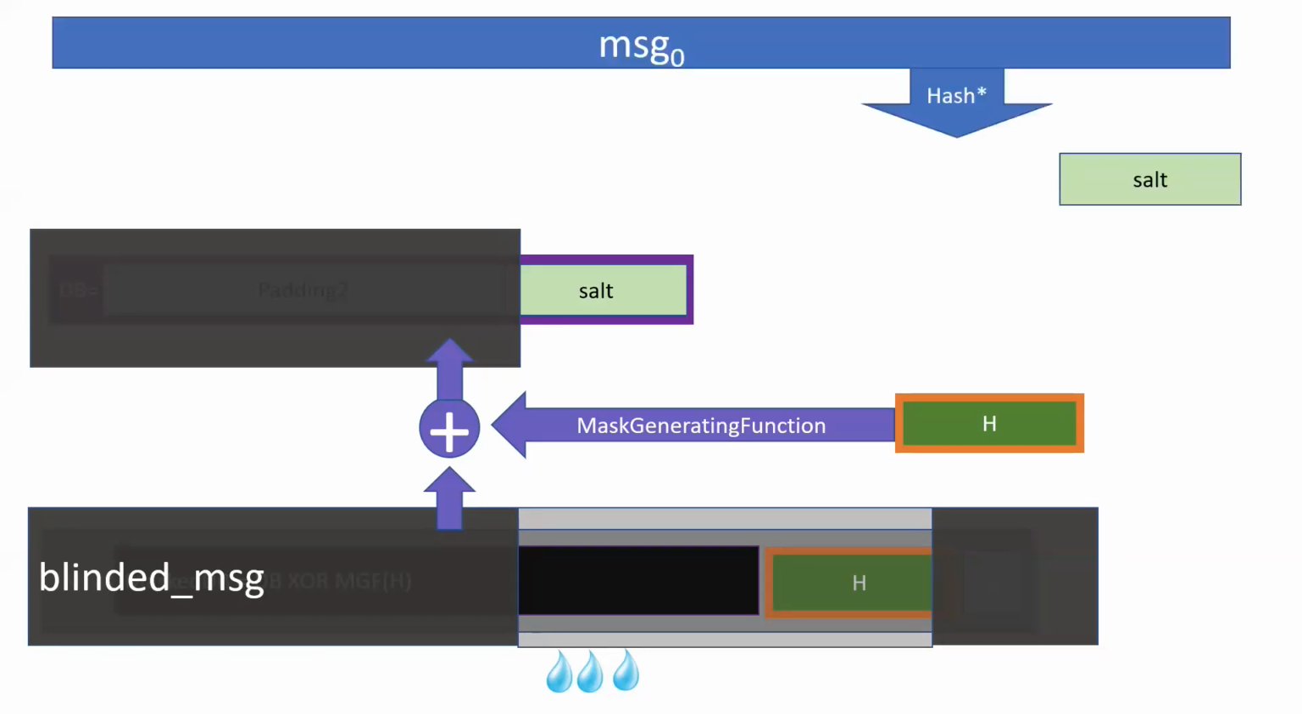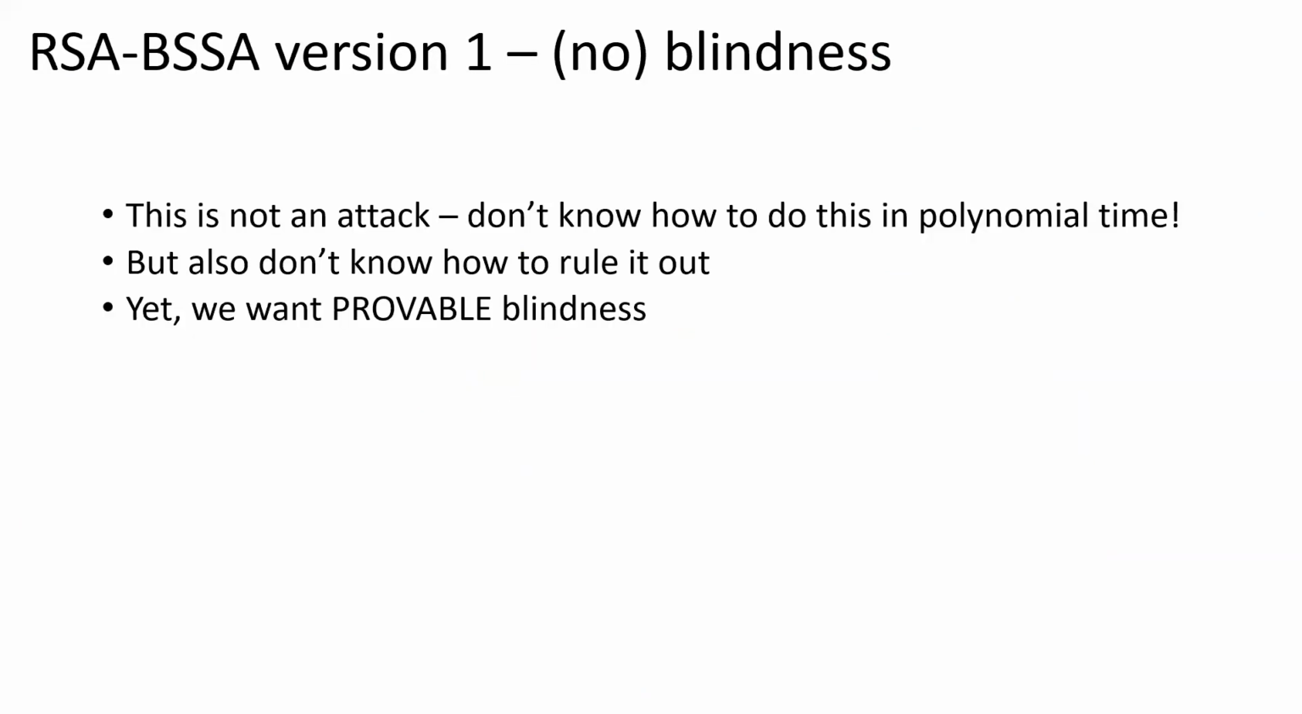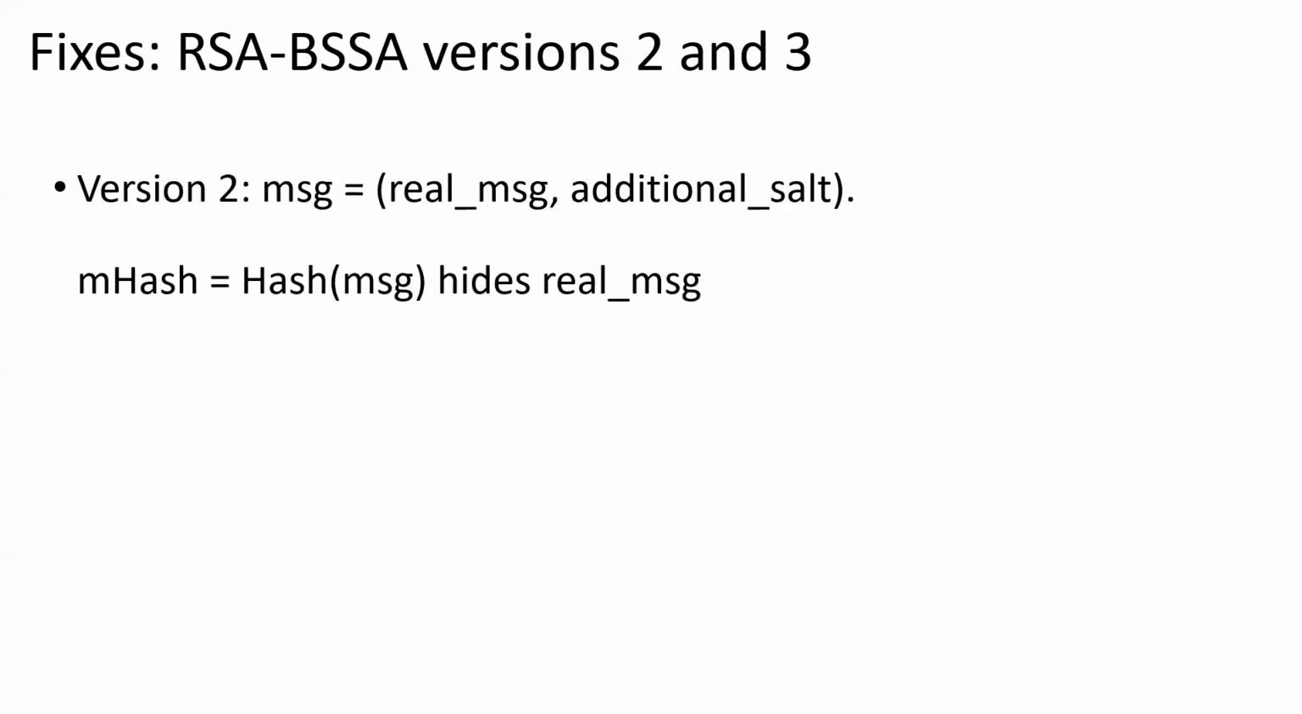And if he has the salt, then he wants to guess: is the message being signed message 0? He takes message 0, hashes it to this M hash, sticks the salt in to get M, and checks: does this M hash to H? And if it does, then it's not blind. So this version has no blindness, and we want provable blindness, so we can modify it.